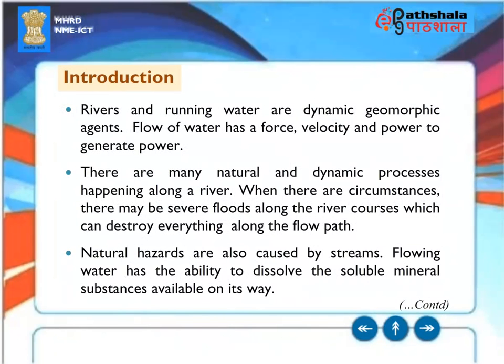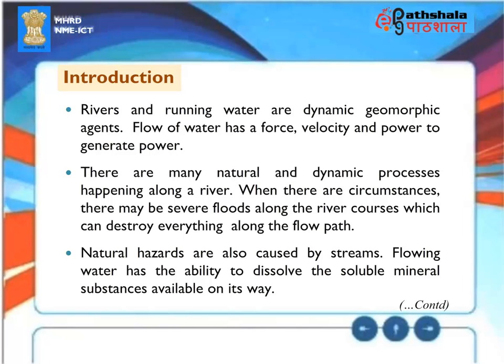Introduction. Rivers and running water are dynamic geomorphic agents. Flow of water has a force, velocity, and power to generate power. There are many natural and dynamic processes happening along a river. When there are circumstances, there may be severe floods along the river courses, which can destroy everything along the flow path. Natural hazards are also caused by streams.